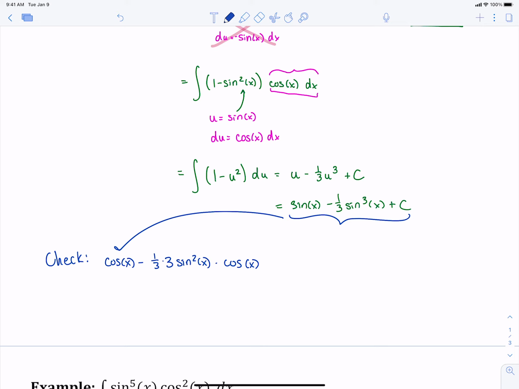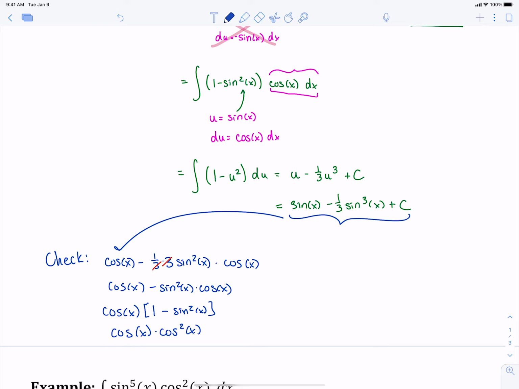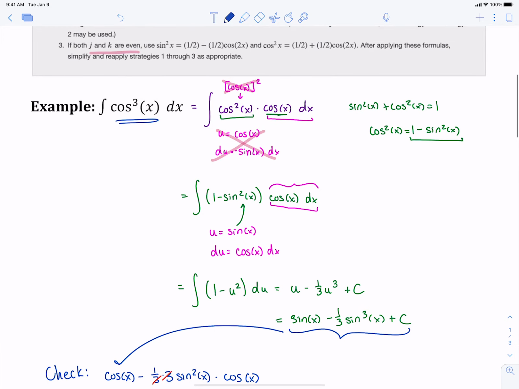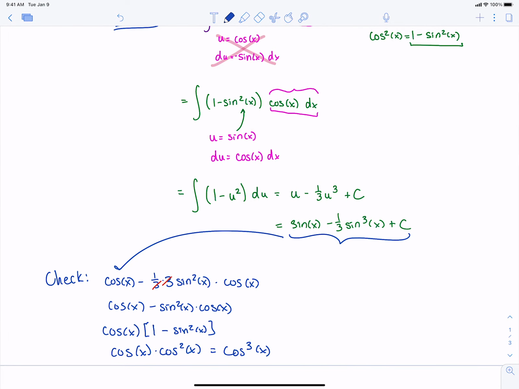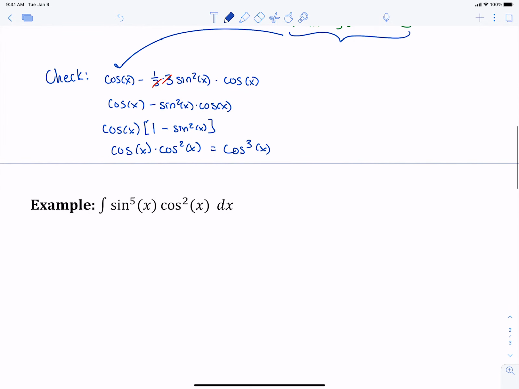So if we take a look at what we have here, the 3 and the 1/3, those cancel out, which they should. And then we've got cosine of x minus sine squared of x times cosine of x. If we factor out that cosine of x, we end up with 1 minus sine squared of x. And we know from that Pythagorean identity that we just used up above that that's cosine squared of x, and this is cosine to the third power. So we got exactly what we started with. So our integral is correct. All right, let's do one more example of this. Let's look at sine to the fifth power times cosine squared.